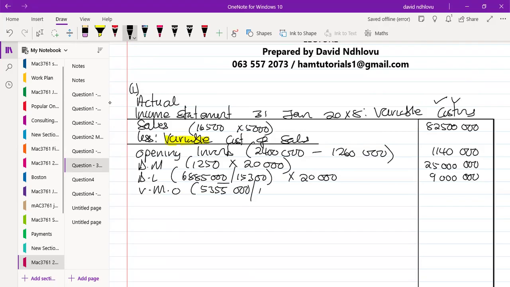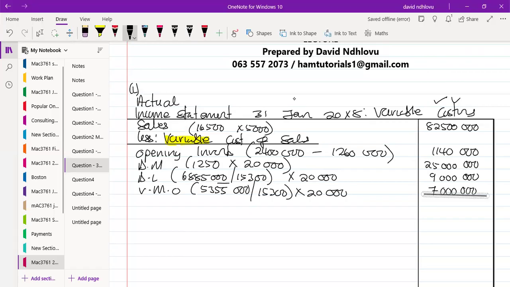Right, this was incurred for 15,300 units. What about for 20,000? So 5,355,000 divided by 15.3 gives the cost per unit, multiplied by 20,000. Then I can get a figure of 7,000 units. Right, so I've left out the fixed manufacturing overhead costs because I'm using variable costing.